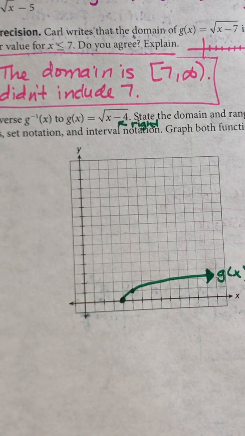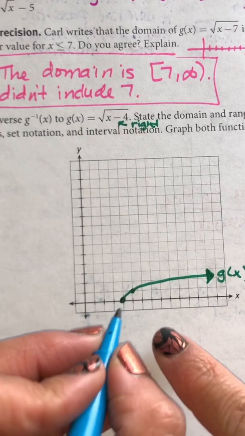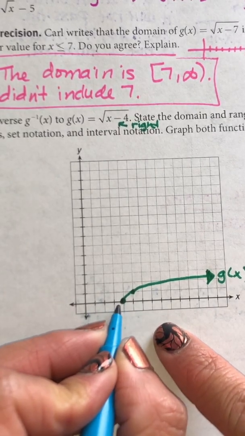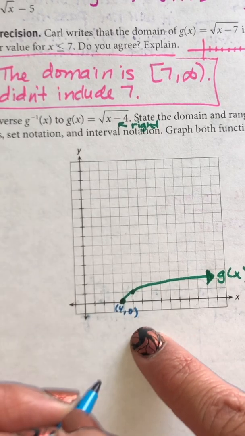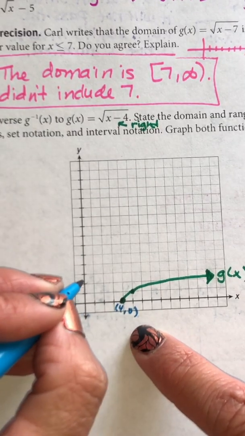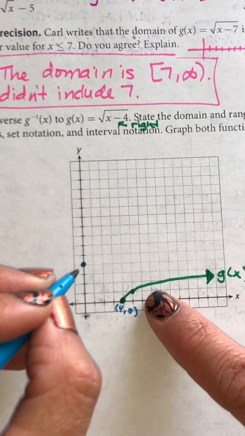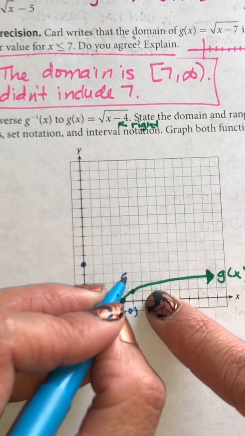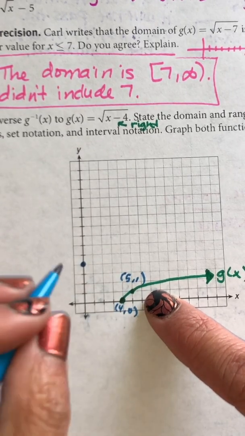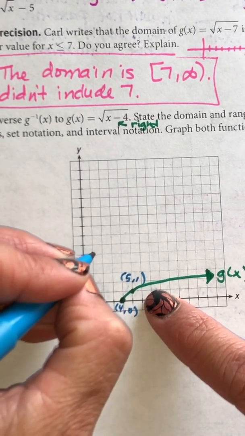Okay, let's graph the inverse. So just take that point. This point right here is 4, 0. Freaky Friday it, and you get 0, 4. And then the point here would be 5, 1. Freaky Friday it. You get 1, 5.